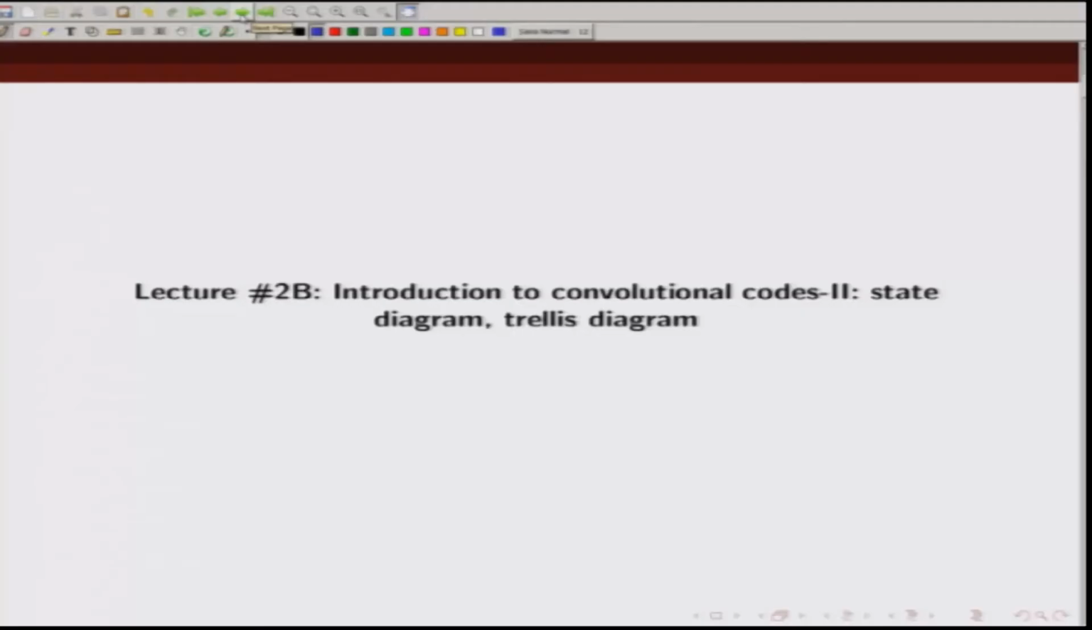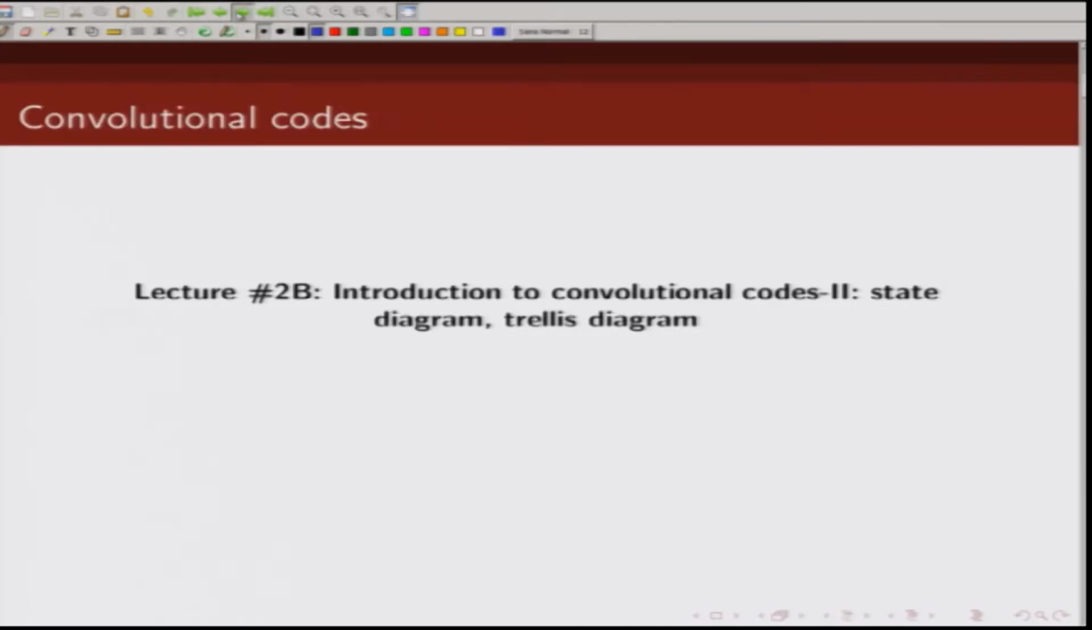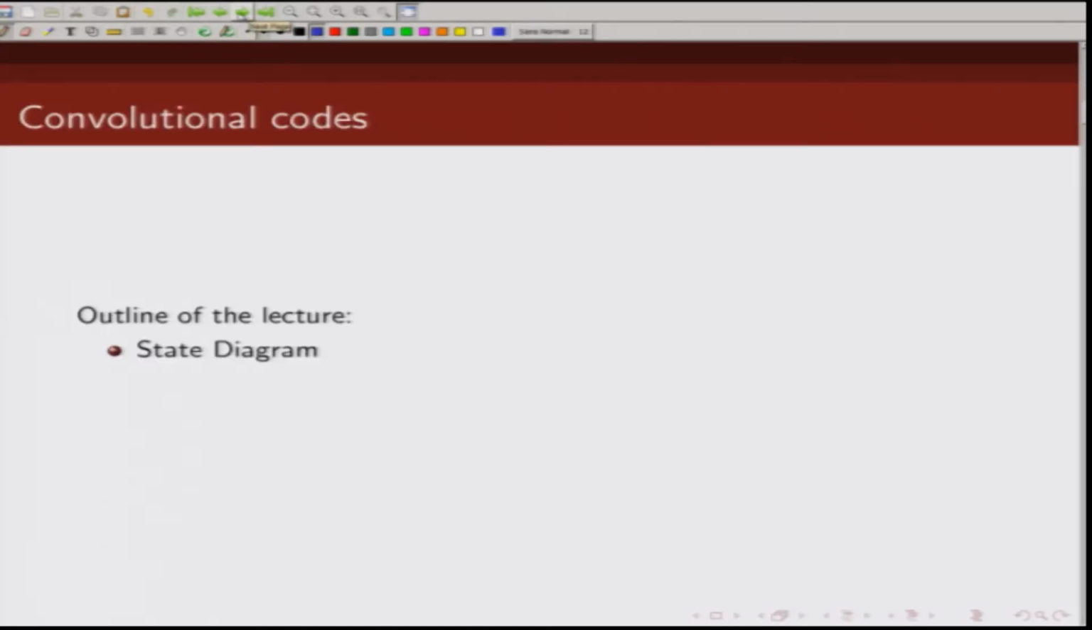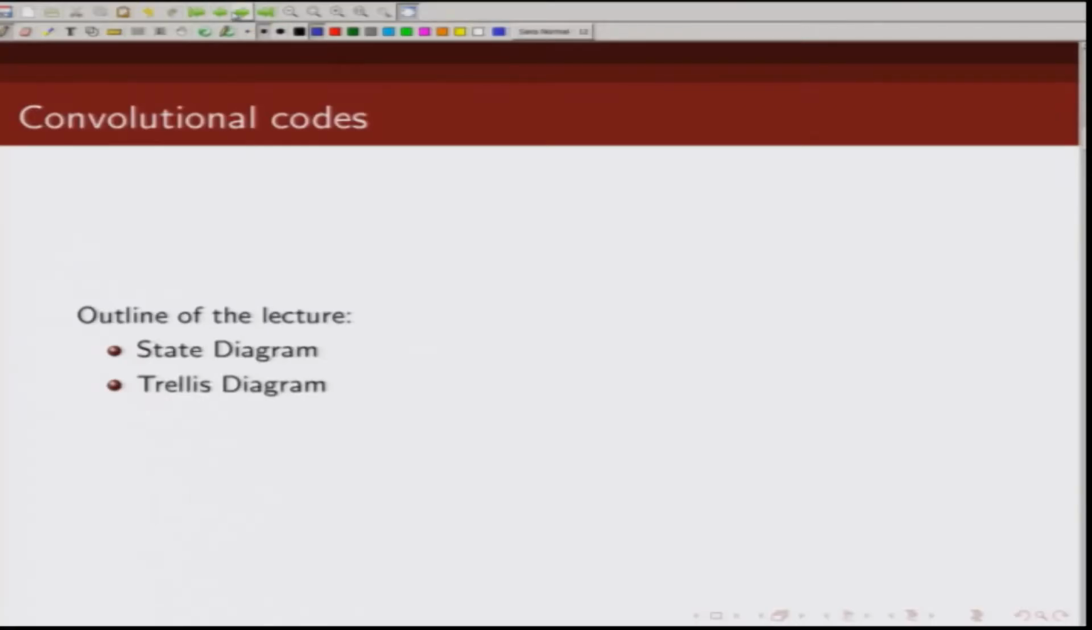Welcome to the course on error control coding and introduction to convolutional code. Today we are going to talk about how to draw the state diagram and trellis diagram of a convolutional code. So, today's lecture deals with state diagram and trellis diagram of a convolutional code. We will start off this lecture with a description of how to construct the state diagram of a convolutional code, and then we will talk about the trellis diagram.